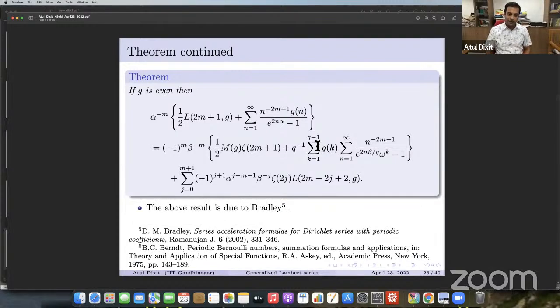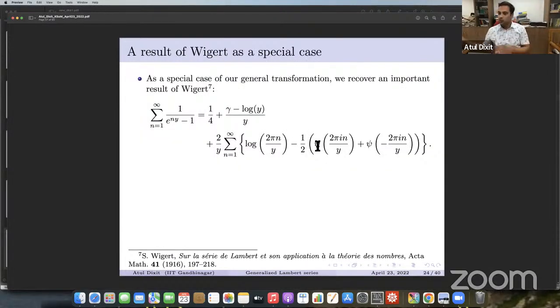Okay. This is due to Bradley, and there have been some other results due to Bruce Berndt, Katayama, and many others. Okay, now I come to another interesting aspect of certain transformations and some of my recent work. This formula is due to Wigert. Wigert wrote a paper in Acta Mathematica in 1916, which has been referred to many, many times. However, this formula itself has not received that much attention, even though it is really important, as we shall see.